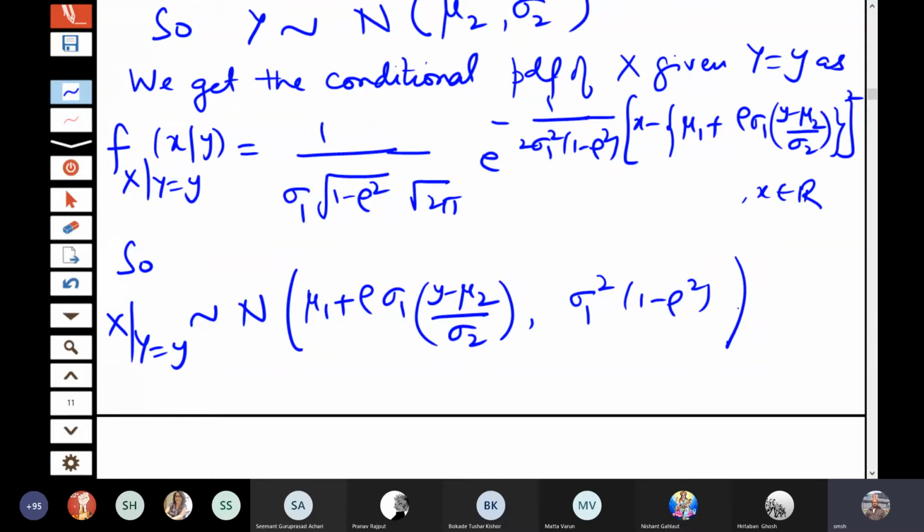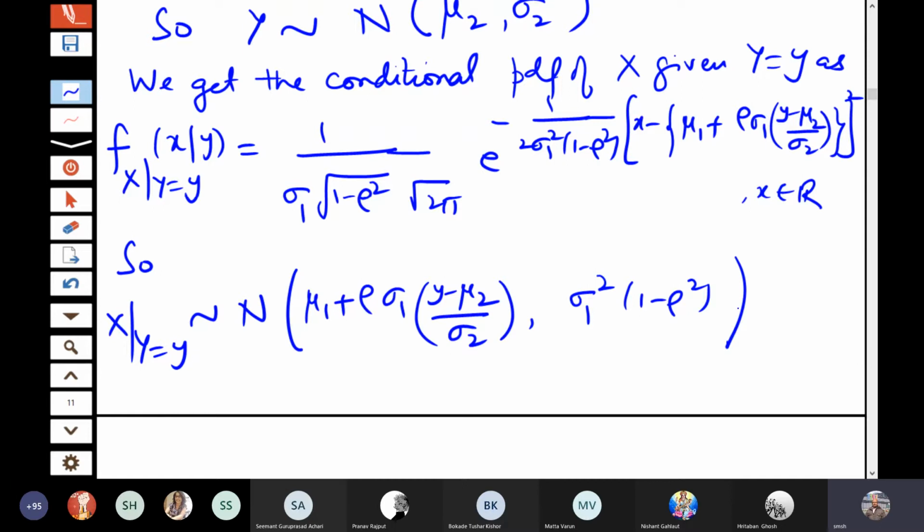So if you have a joint bivariate normal distribution, the conditional distributions and the marginal distributions are univariate normal. This is a very, very interesting property of the joint bivariate normal distribution. You can also look at the converse. If the distribution of X is univariate normal and the conditional distribution of Y given X is univariate normal, then if you combine the two, you will get the joint distribution as bivariate normal.